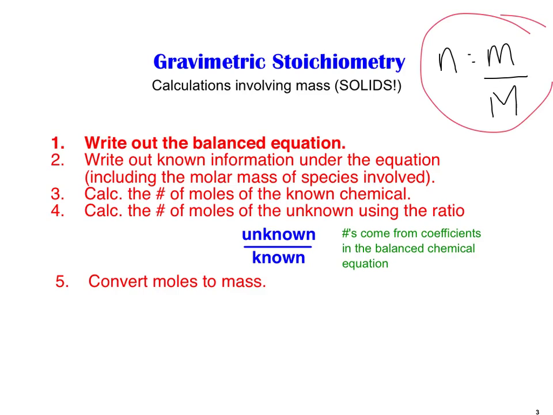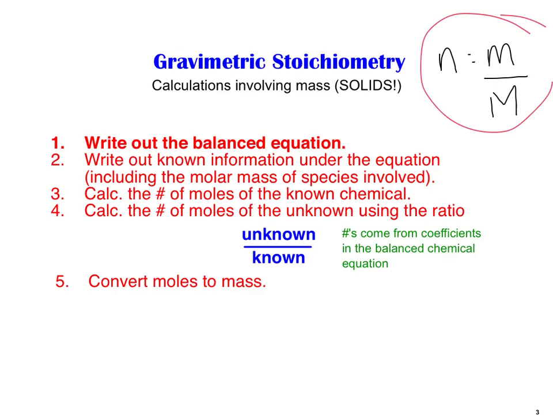Number 3 is calculate the number of moles of the known chemical. Alright, so using the mass given, we'll use our calculated molar mass to find the number of moles. And then we need to switch. Okay, so we need to switch between moles of one thing to moles of another, and this is where we use our mole ratio.